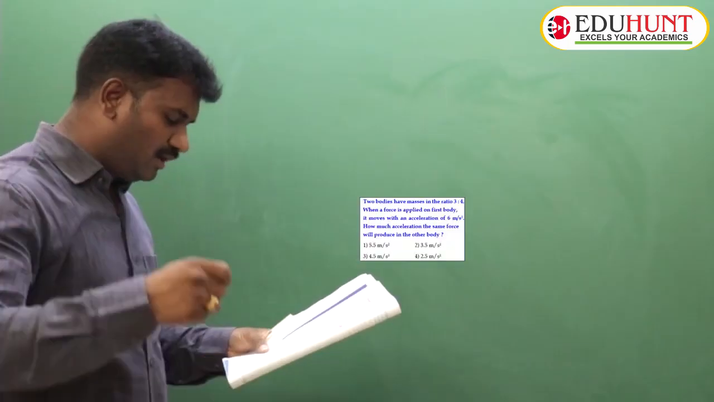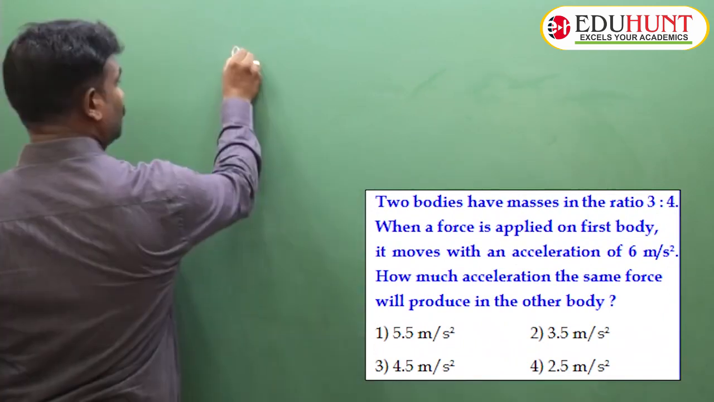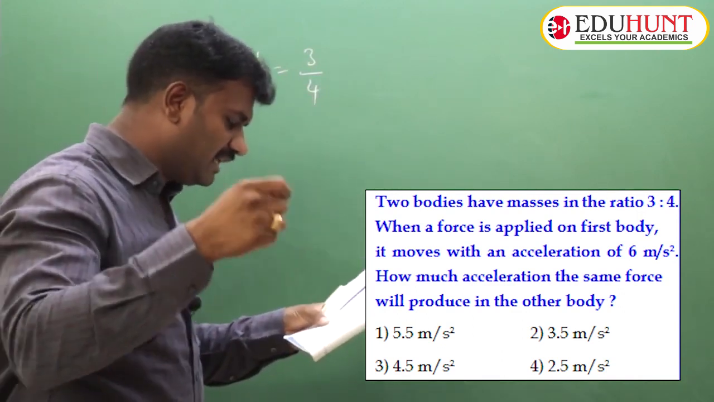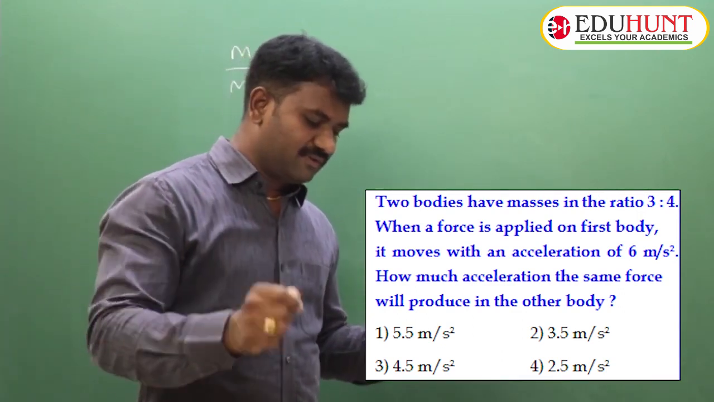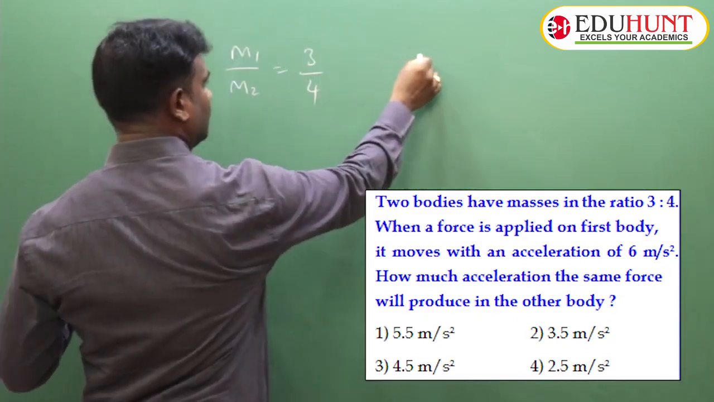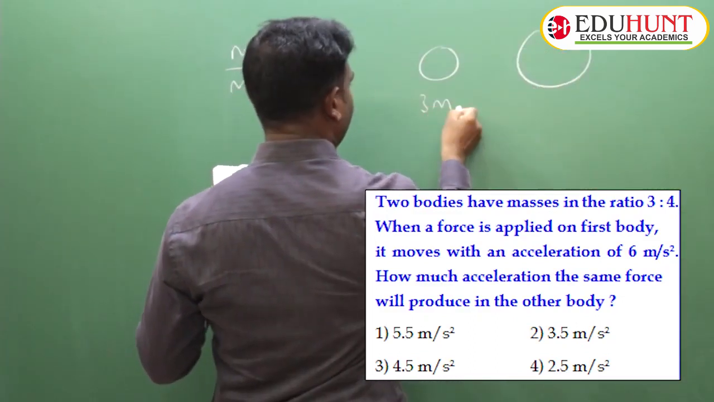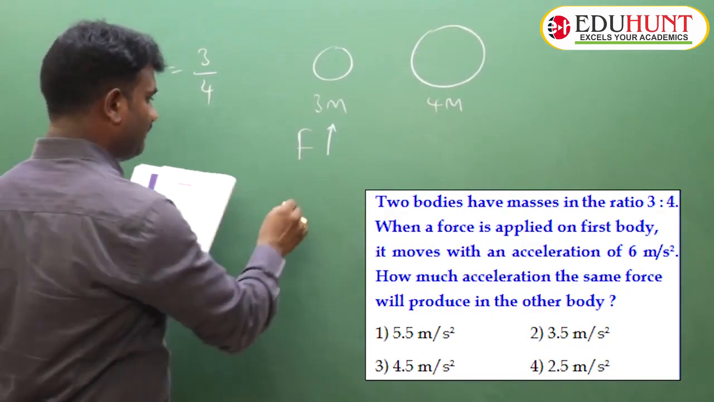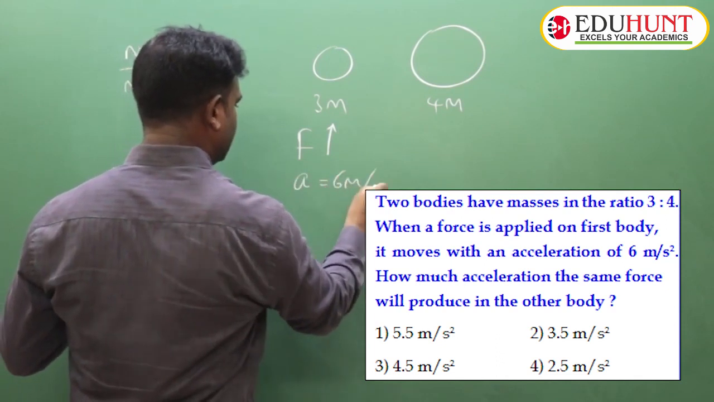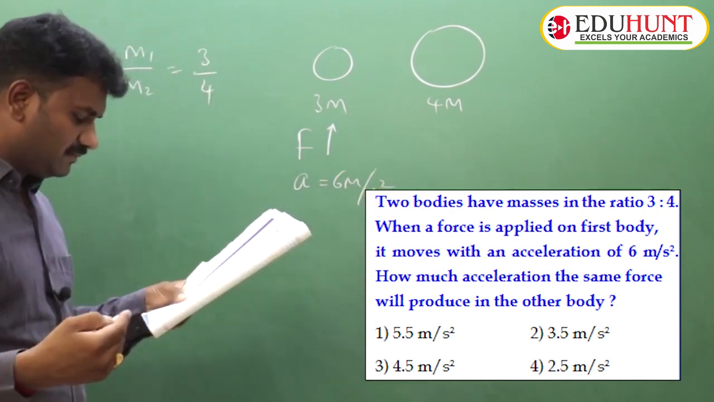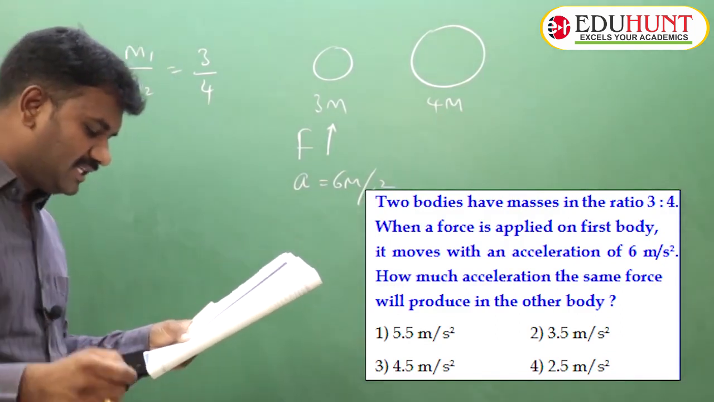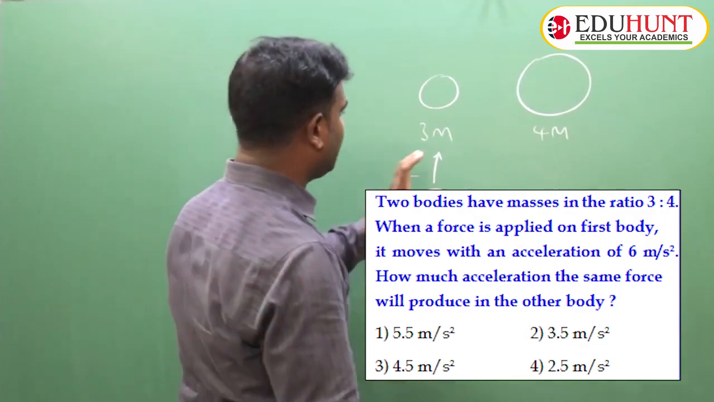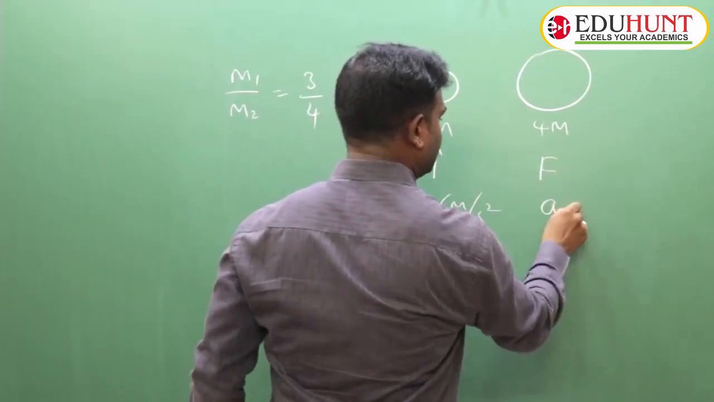That's all. Two bodies have masses in the ratio 3:4. So m1 by m2 is equal to 3/4. When a force is applied on the first body, it moves with an acceleration of 6 meters per second square. There are two bodies, one is 3m and the other is 4m. When force is applied on this, it moves with an acceleration of 6 meters per second square. How much acceleration will the same force produce in the other body? So if the same force is applied on this body, what is the acceleration in this?